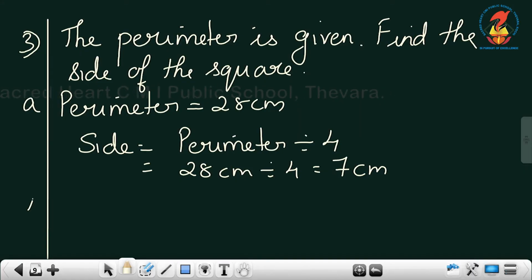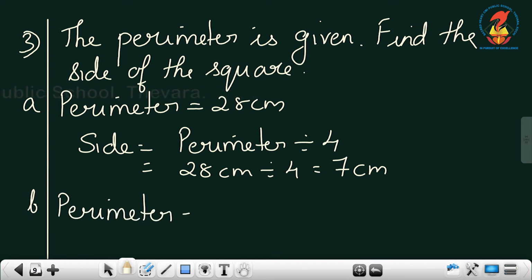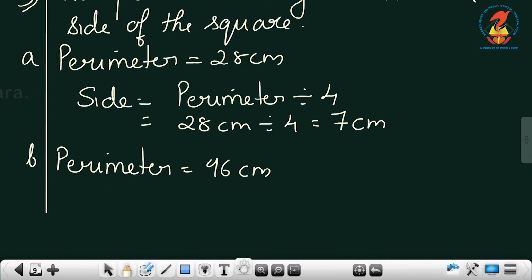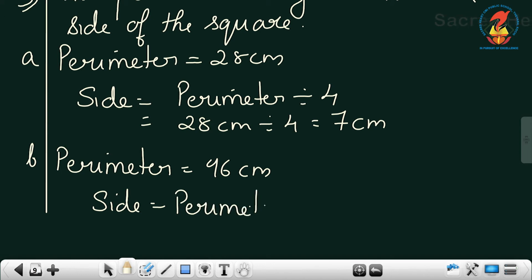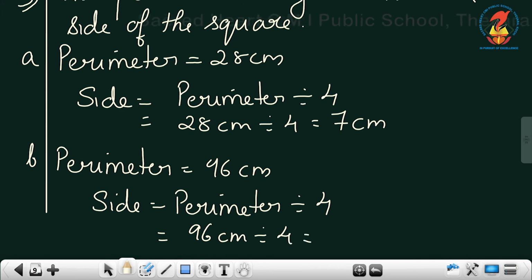Show you one more. Question B. Perimeter equal to 96 centimeter. You have to find out the side. What should you do? Side equal to perimeter divided by 4. Perimeter divided by 4. Perimeter is 96. So 96 centimeter divided by 4.